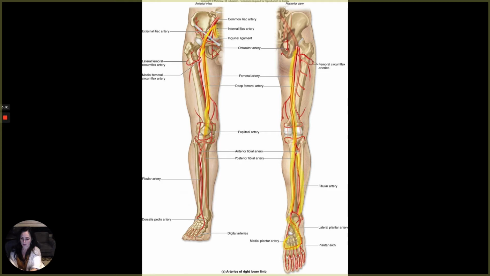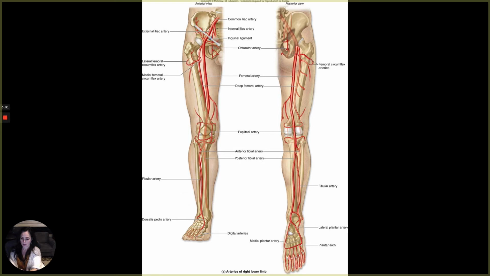And then also it gives rise to the anterior tibial artery, which is this guy. Supplies the anterior portion of the leg and the dorsum of the foot. And then this one's going to form an arch. This one's going to form an arch. They'll give rise to the digitals. Okay, so let's do this one more time.